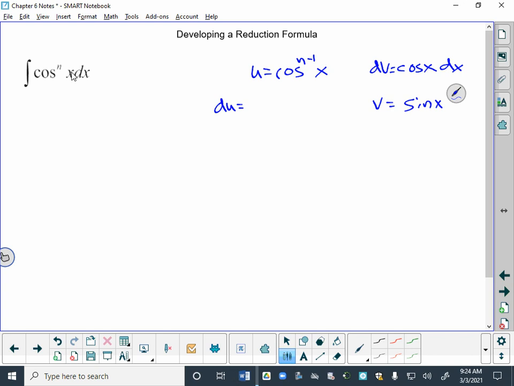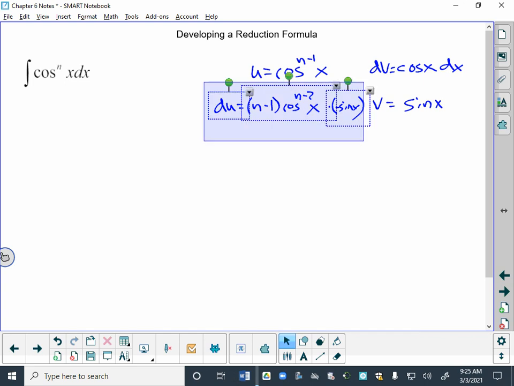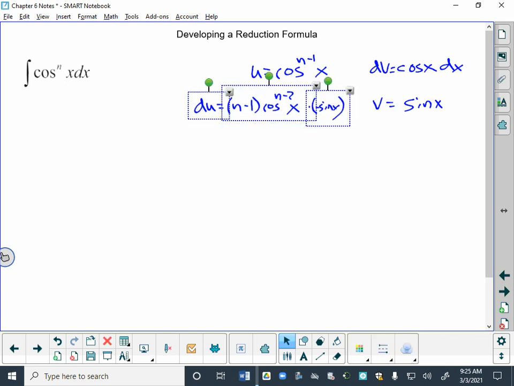And our du, taking the derivative of this, this is a chain rule that has to happen here. The n minus 1 is going to come down. That's now going to be a cosine n minus 2 of x. And the chain rule is going to kick out a derivative of cosine x, which is a negative sine x.